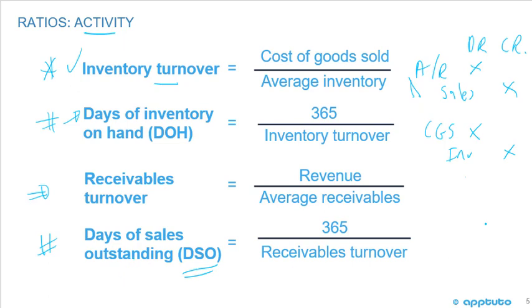But again, go back to your basic accounting, your debits and credits, and then think about the ratios. It's relating something from the income statement to the balance sheet. Income statement to the balance sheet.